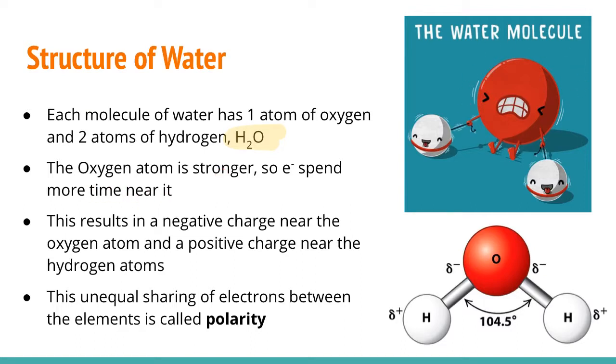The oxygen in this case is stronger, so the electrons spend more time near it. In this drawing, the oxygen is bigger, and we can see that it's clearly hanging on to the other 2. This results in a negative charge near the oxygen atom and a positive charge near the hydrogen atoms. If we think about this as a tug of war, the oxygen is better at tug of war than the hydrogens. So those electrons go closer to it, and it gets this partial negative charge, whereas the hydrogens get this partial positive charge. It's this unequal sharing of electrons between the elements that's called polarity.